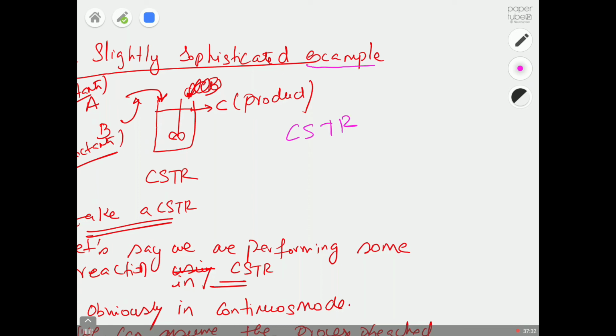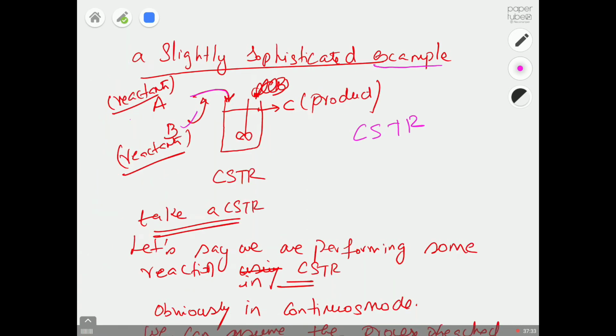So we have two reactants, A and B. They enter your CSTR, and then you take the product C. Just assume we are performing some reaction in a continuous mode, which means the flow rate of C should be equal to the flow rate of A plus the flow rate of B. So this is something in a continuous mode.